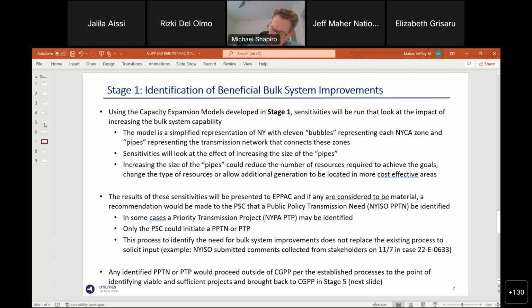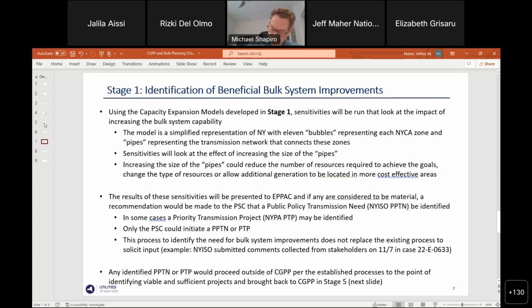The results of these sensitivities will be presented to EPAC. So EPAC was the subject of previous technical conferences. So I think those are all out there posted. But very quickly, EPAC is kind of the guiding group for CGPP. It's a stakeholder forum where some of these issues can be discussed. And one of the main functions for EPAC will be helping us select the scenarios that would proceed through CGPP.